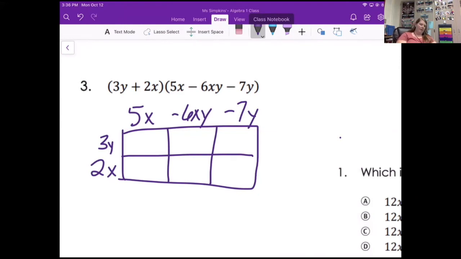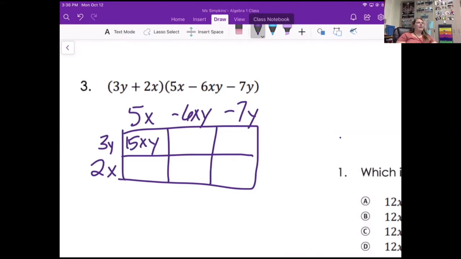3y times 5x would be 15xy, and I'm gonna do xy because we usually go in alphabetical order. X comes before y. Someone in my 3rd period did know that. I'm scared for them too. XYZ, it's the alphabet.